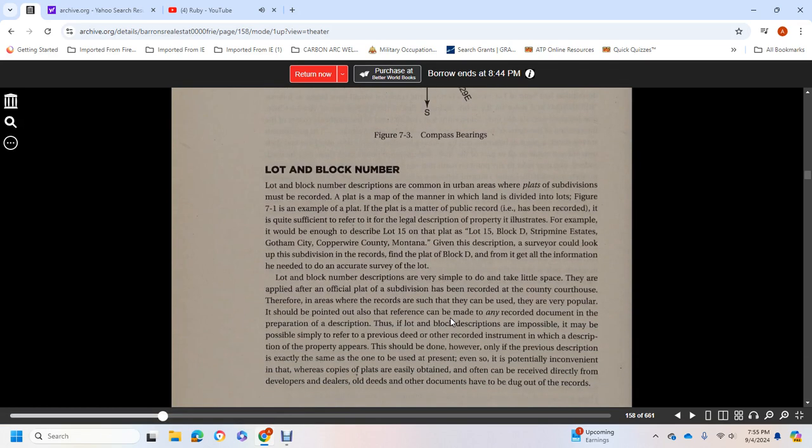Lot and block numbers. In the description of the common urban areas, the plats of the subdivision must be recorded. A plat is a map of the manner in which the land is divided into lots. Figure 7.1 explains an example of a plat.